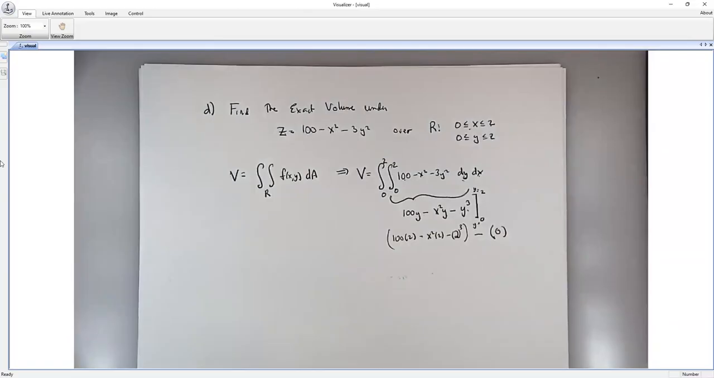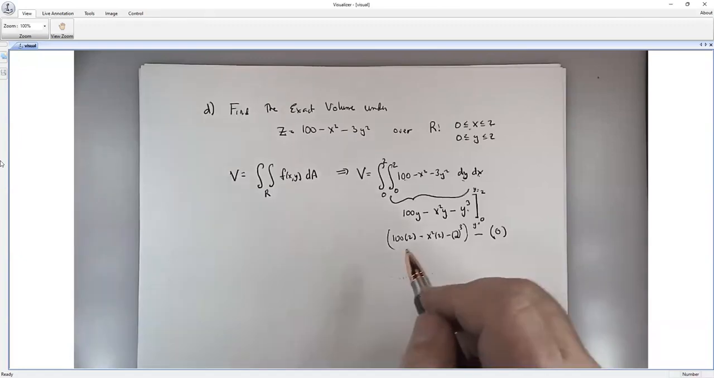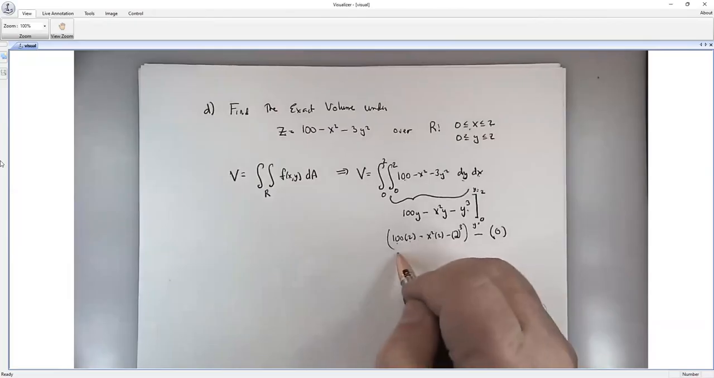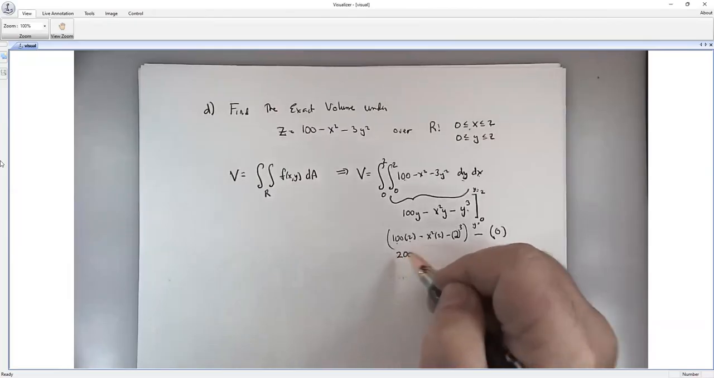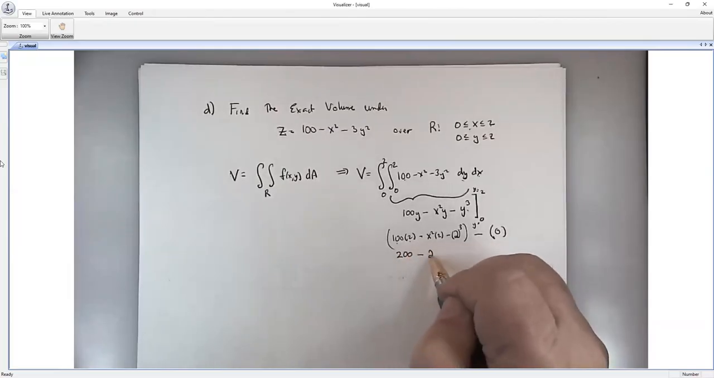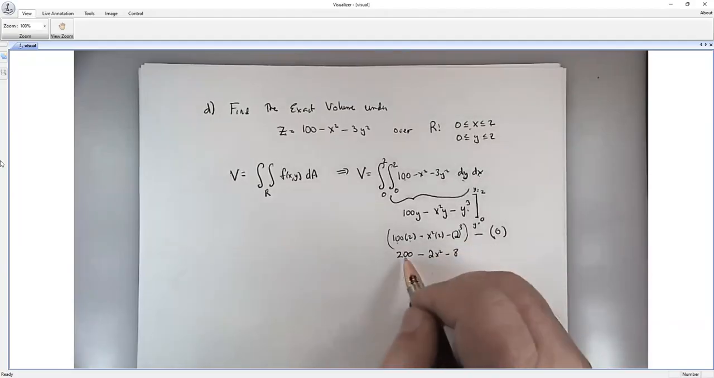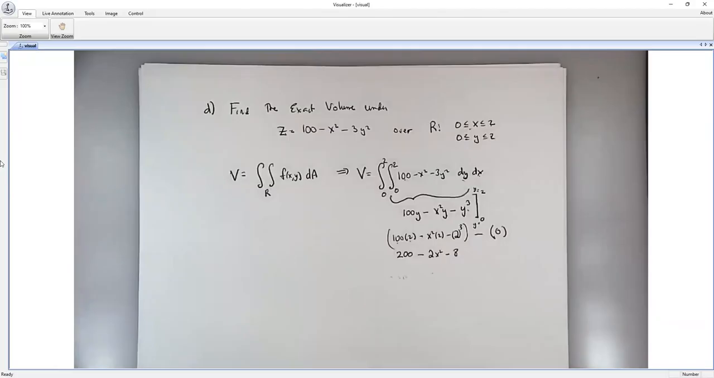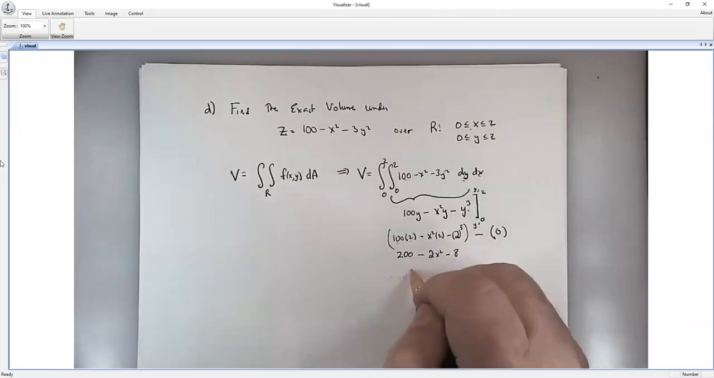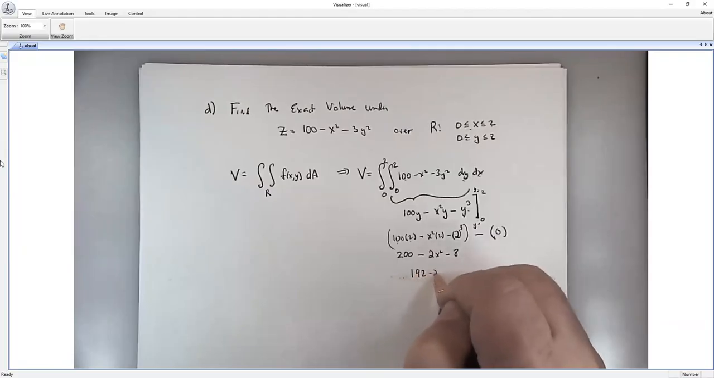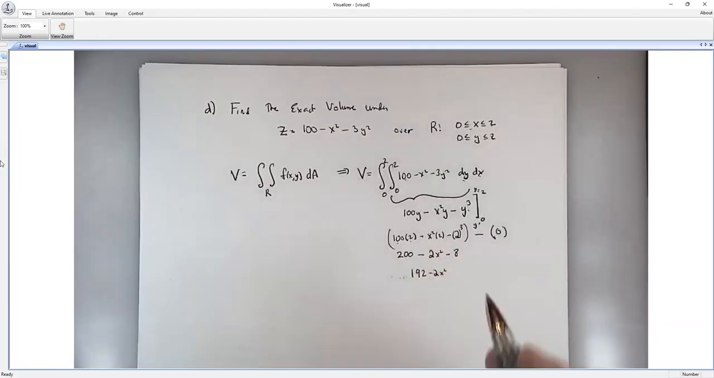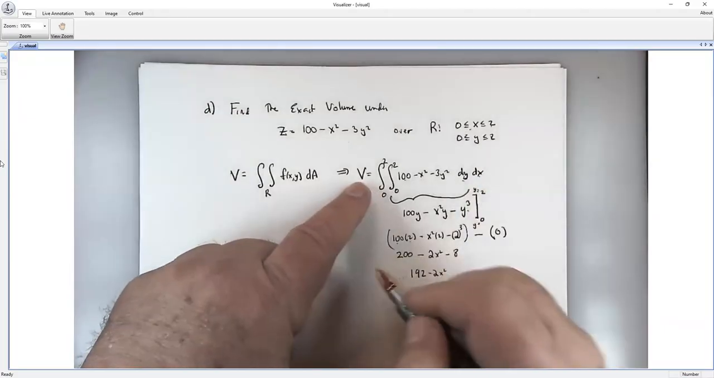So now I'm going to clean this up. Here we go. 100 times 2 is 200 minus 2x squared minus 2 cubed is 8. So 200 minus 8 is 192. So this is 192 minus 2x squared. Now you've got to do your outer integral. So bring that into it.